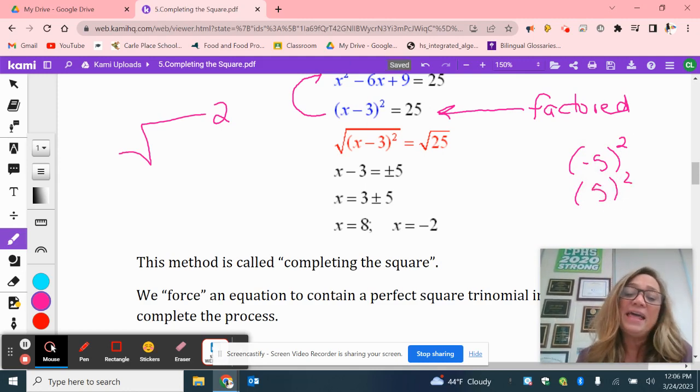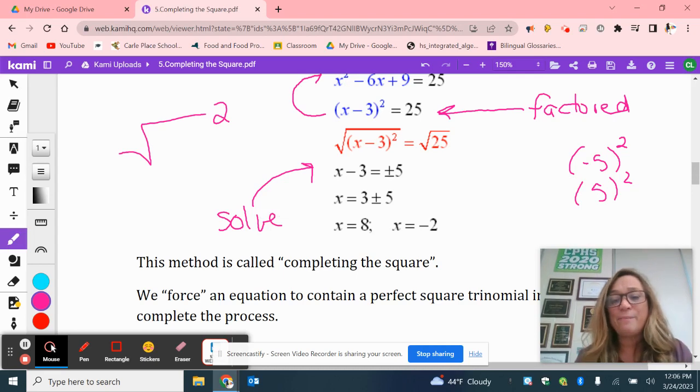And then you're just going to solve this new equation here. You solve that by the opposite of subtracting, which is adding. This method is called completing the square. Super cool, super fun. Gotta know how to do it.